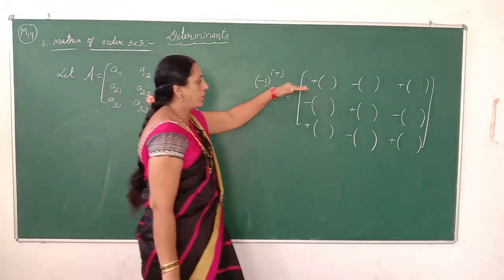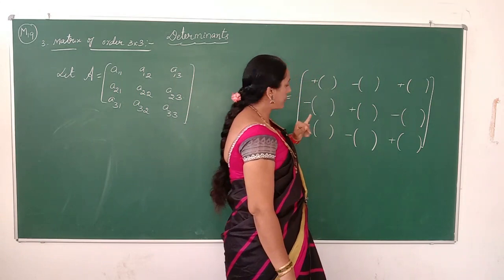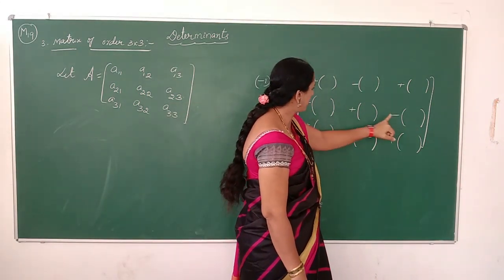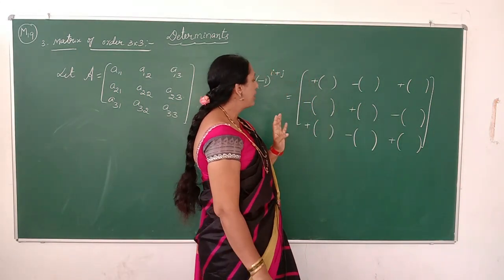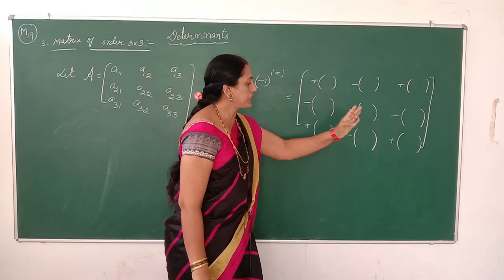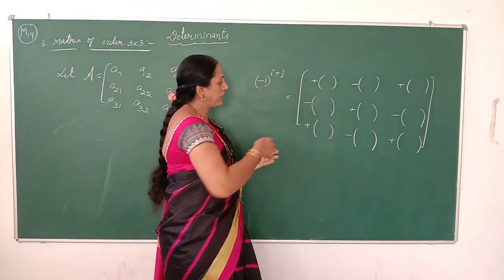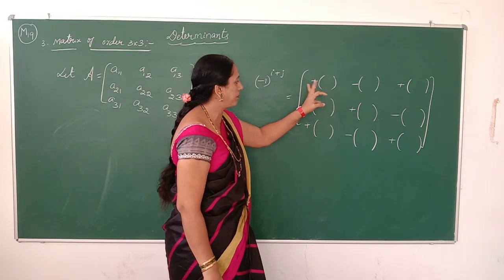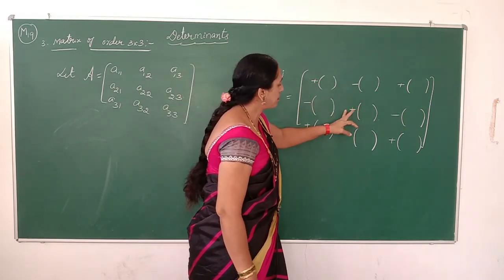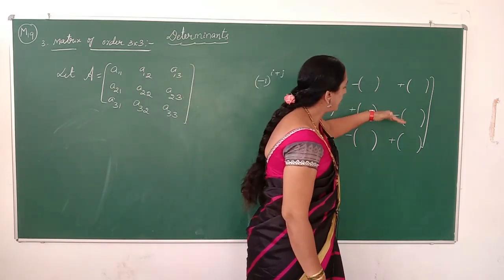So, in the first row plus minus plus, in the second row minus plus minus, and in the third row plus minus plus. Similarly, it can also be read column-wise. First column plus minus plus, second column minus plus minus, third column plus minus plus.